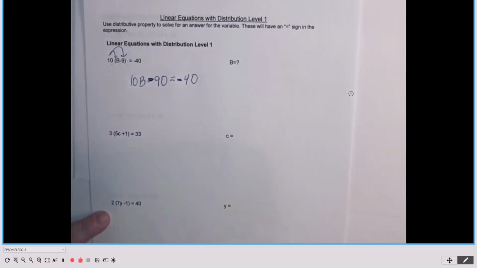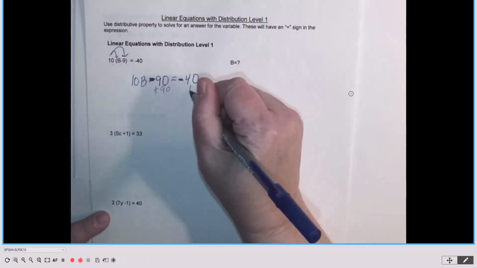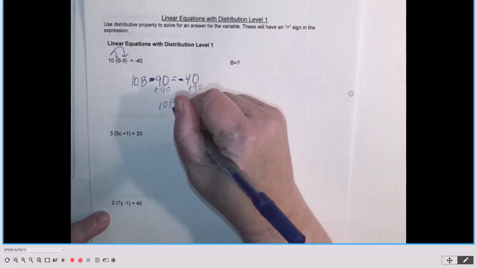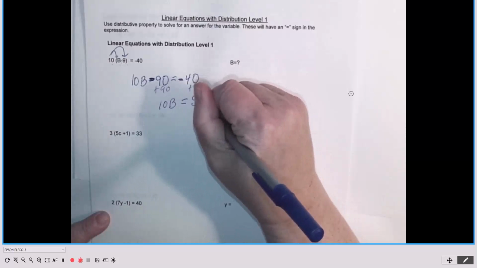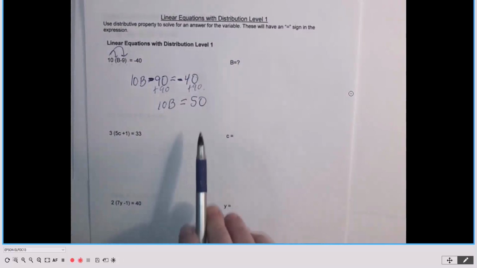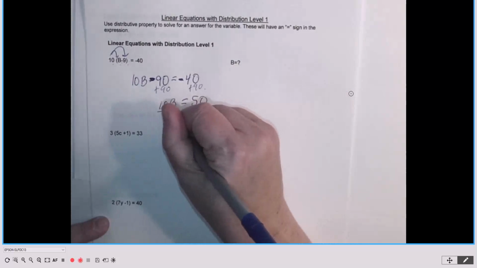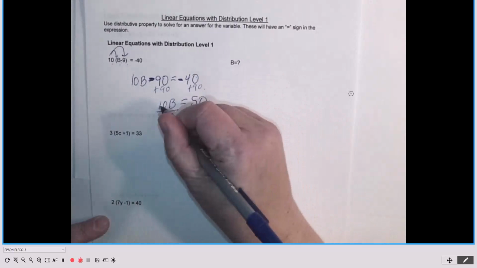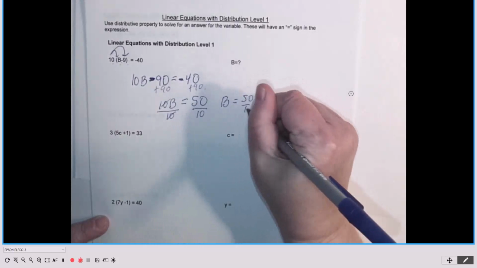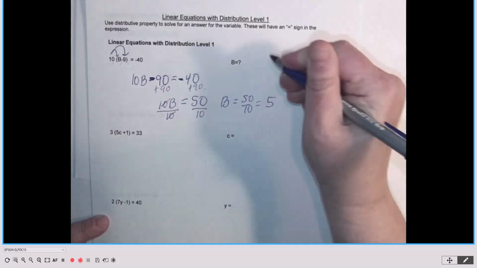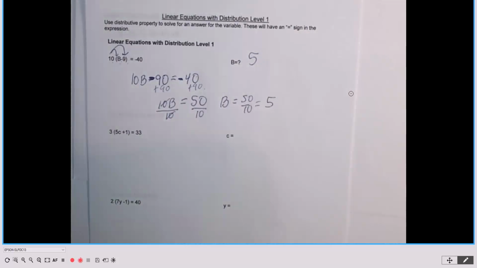I'm trying to isolate the variable by itself, so I'm going to add 90 to both sides, so I get this down to 10b. Negative 40 plus 90 is a positive 50. Sometimes I like to add little positives to remind myself, but it's okay. I'm just going to leave it as 50. For me to get rid of this b, I'm going to divide this by 10 and this by 10. So the 10s cancel out, become b. And 50 over 10 is equal to 5. So b is equal to 5.